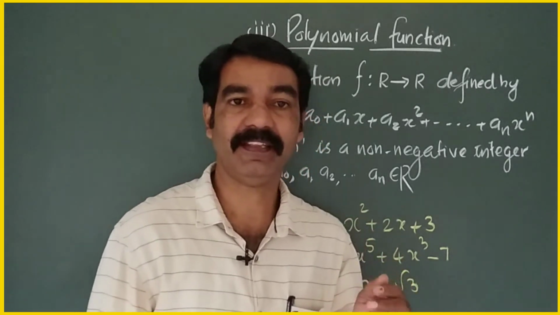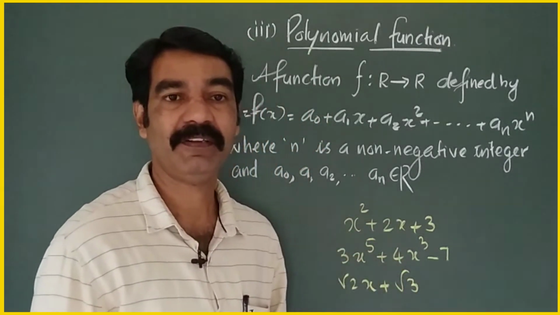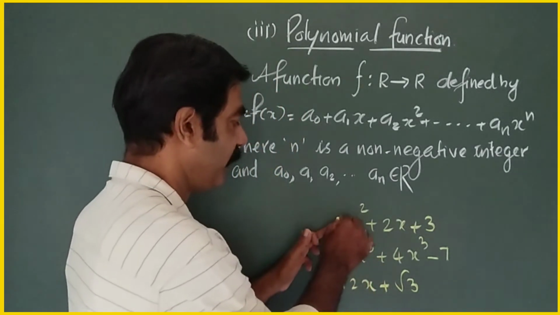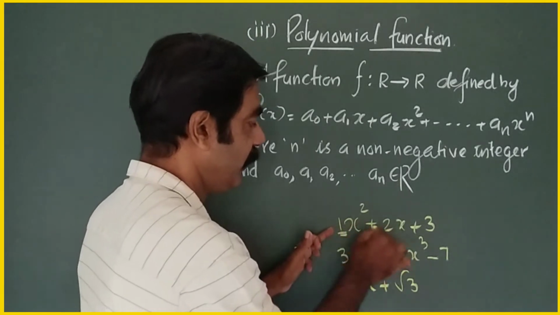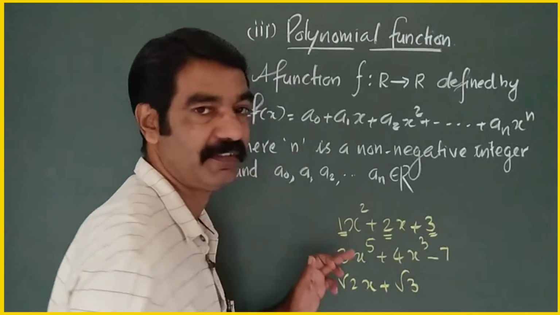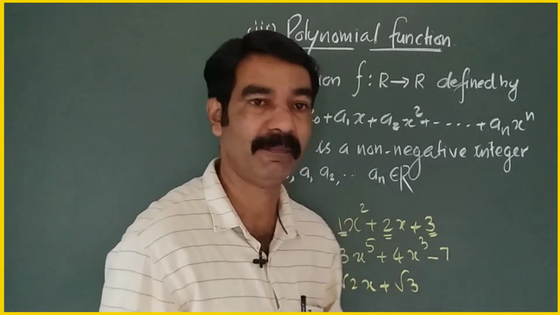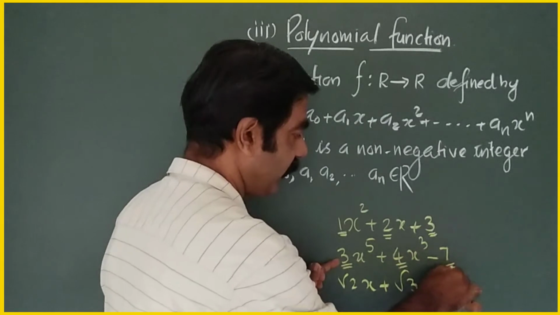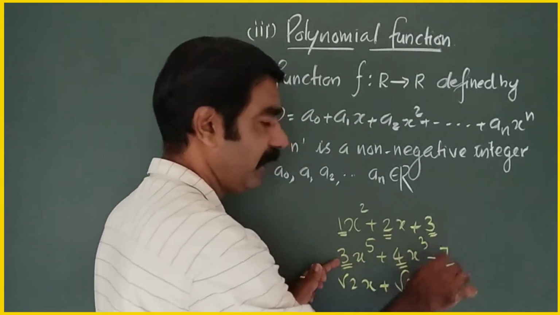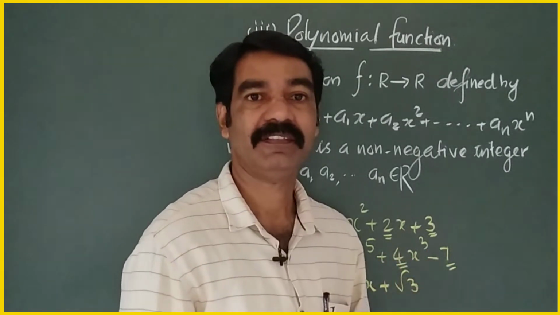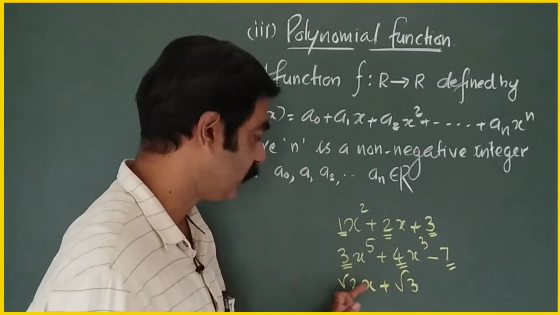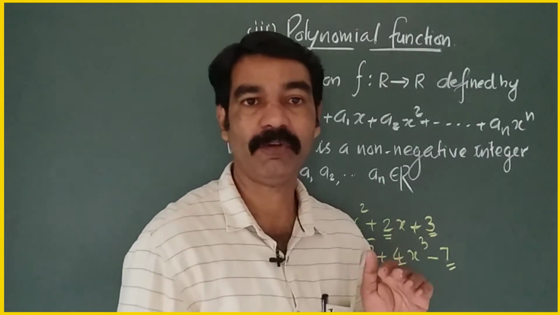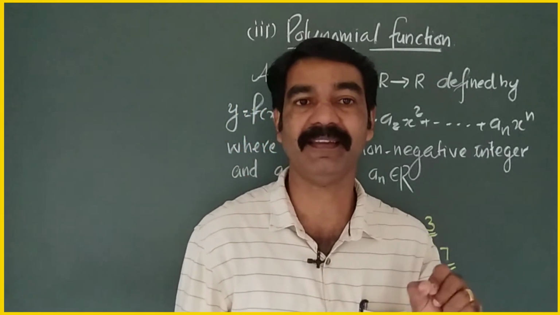A polynomial is an algebraic expression, but there are conditions. The first condition is real coefficients. What is a coefficient? Here in 1x squared, 1 is the coefficient; 1, 2, 3 are the coefficients. These coefficients should be real numbers. In 3x to the power 5 plus 4x cubed minus 7, the 3, 4 and minus 7 are the coefficients, real numbers. In root 2 x plus root 3, root 2 is the coefficient, and root 3. These are all real numbers. So a polynomial is an algebraic expression with real coefficients.